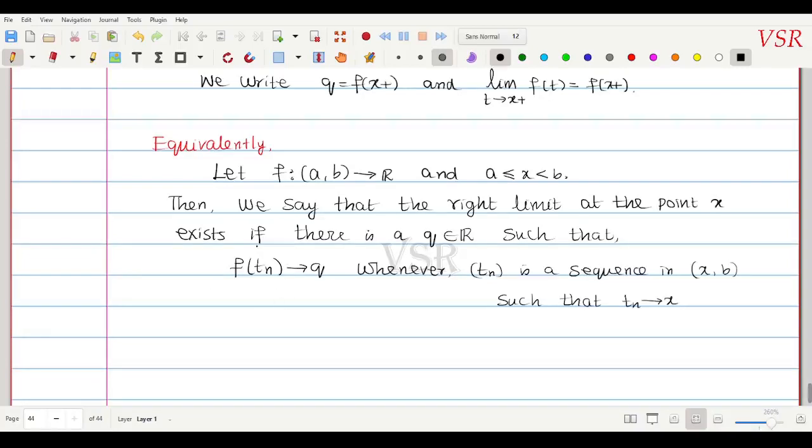Okay, so we say that the right limit at the point x exists if there is a q belongs to R such that f of tn converges to q whenever tn is a sequence on the right side. இது a, இது b. ஓகே, இந்த இடத்துல x இருக்கு. அப்போ உங்க tn இதுல தான் இருக்கும். அப்போ ரைட்ல இருந்து it is approaching, whenever it is approaching x towards the right.